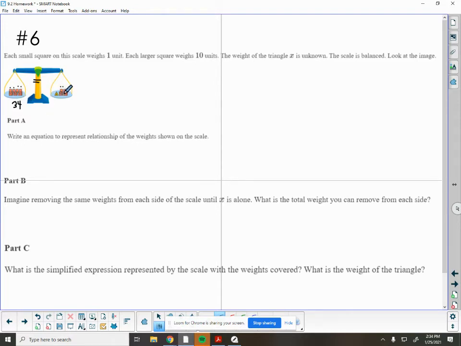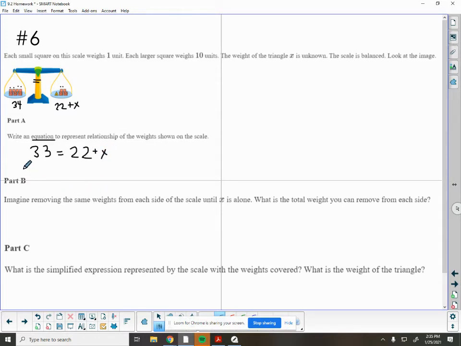Here I have 10, 20, 21, 22, and I have an x. We don't know what this is. So first we just want to write an equation of this side equals this side. So here's our equation. 33 equals 22 plus x.